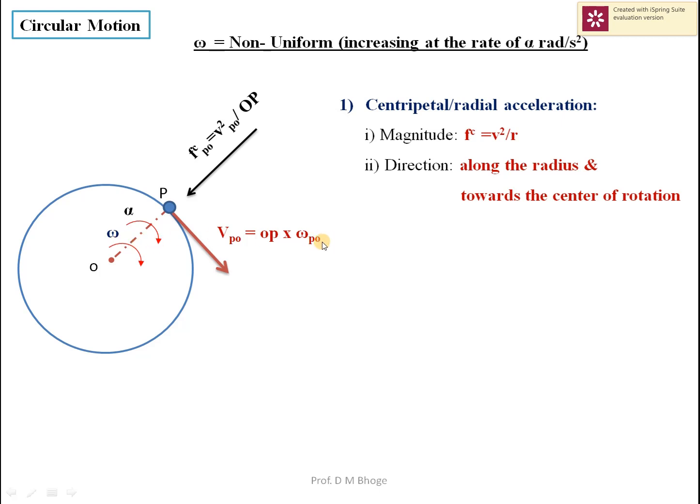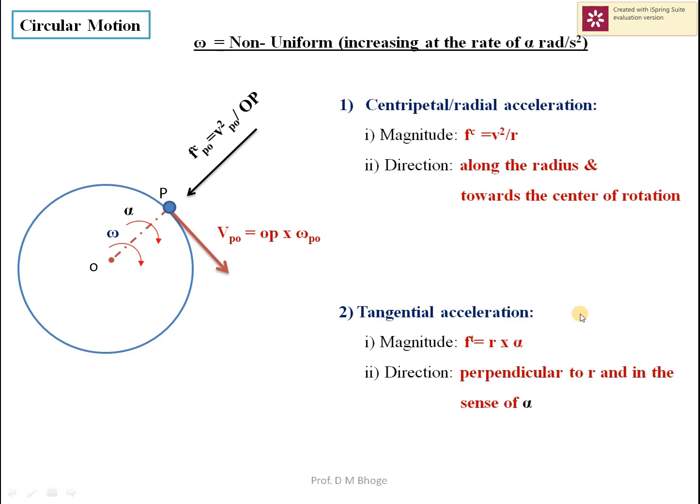Now omega changes, so it will cause a change in this linear tangential velocity. You can see VPO equals OP into omega PO. When omega PO will change, it will change VPO because OP is constant. Now VPO changes, this linear velocity changes. There must be an acceleration which will account for change in this linear tangential velocity.